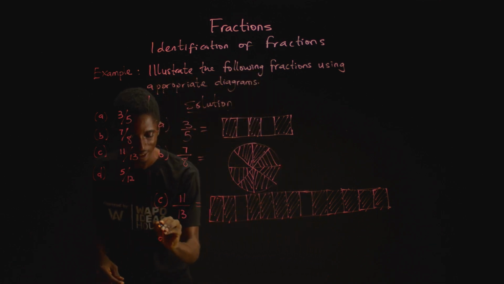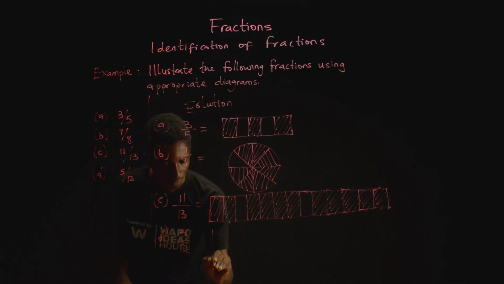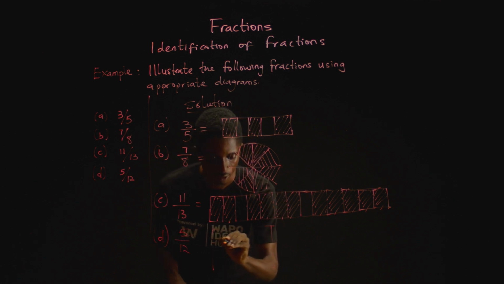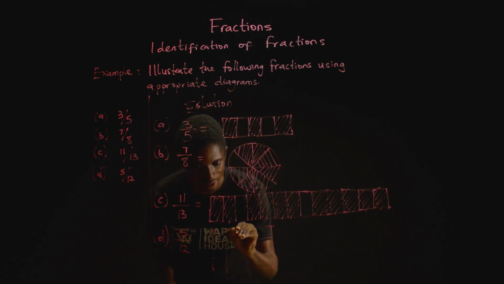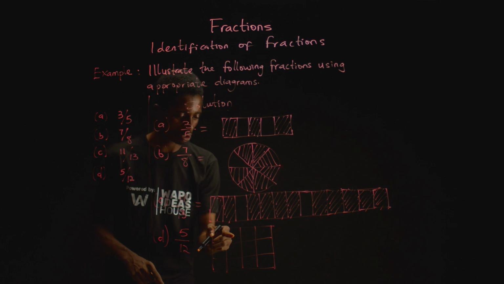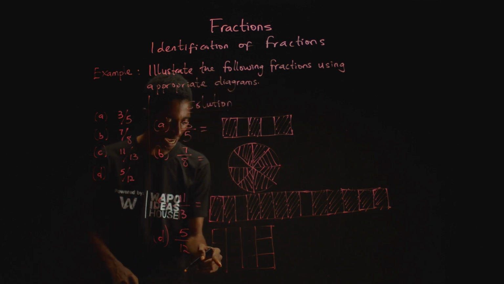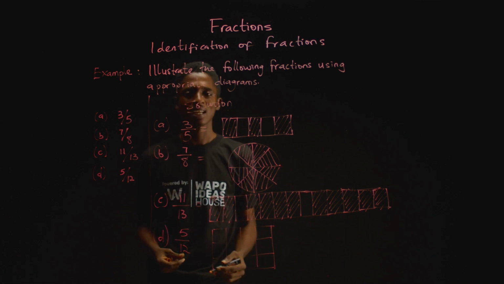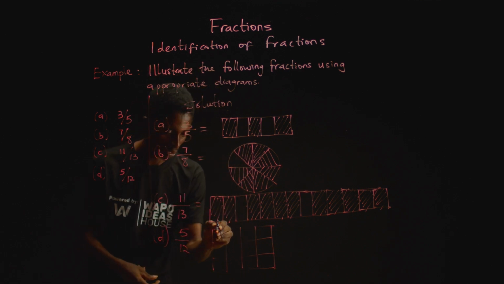Then finally, D, we have 5/12. Now dividing this shape in order to have 12 equal parts. Now count with me. 1, 2, 3, 4, 5, 6, 7, 8, 9, 10, 11, 12. We have 12 equal parts. Now, how many do we need to shade? 5. So pick any 5.